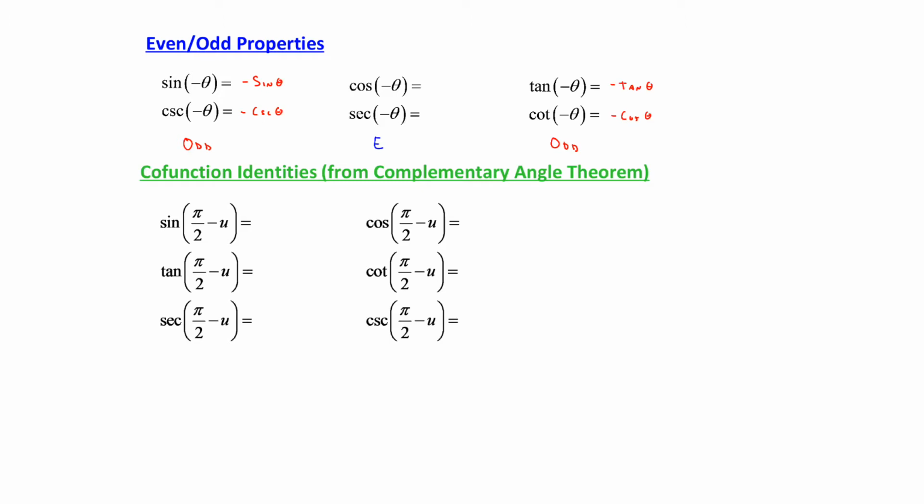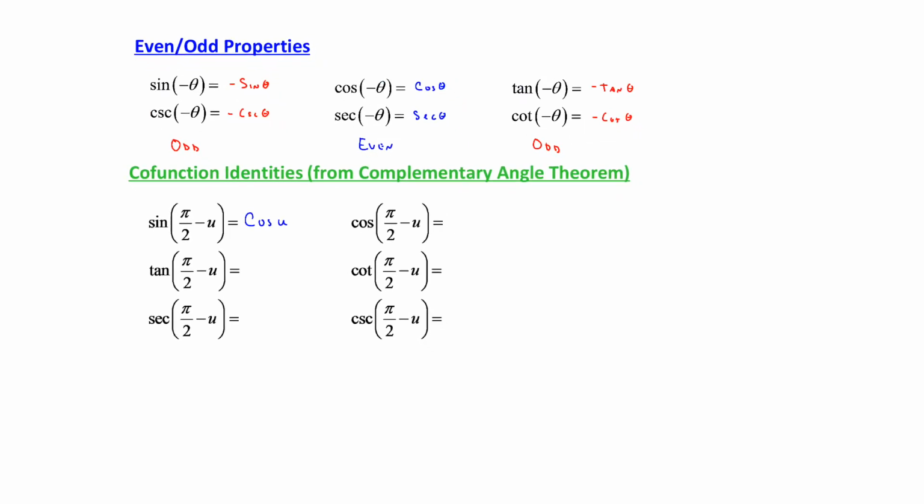Cosine and secant are even, which means they're symmetric to the y-axis. So cosine of negative theta is equivalent to cosine of theta, and secant of negative theta is equivalent to secant of theta. So those are your even and odd properties. We also have cofunction identities. These are your complementary angle theorem. So sine of pi over 2, which remember is 90, minus angle u is equal to cosine of angle u.